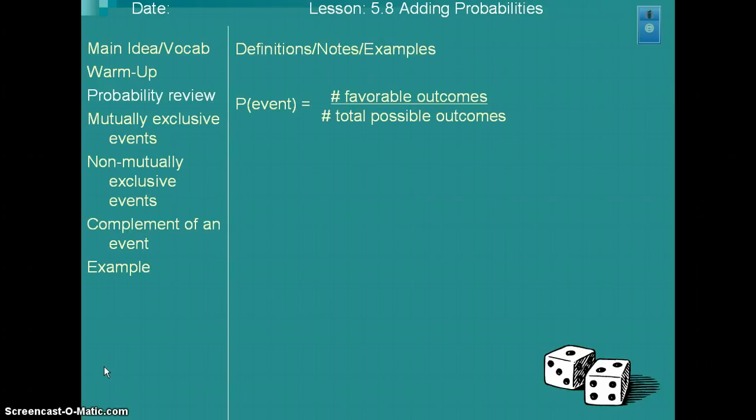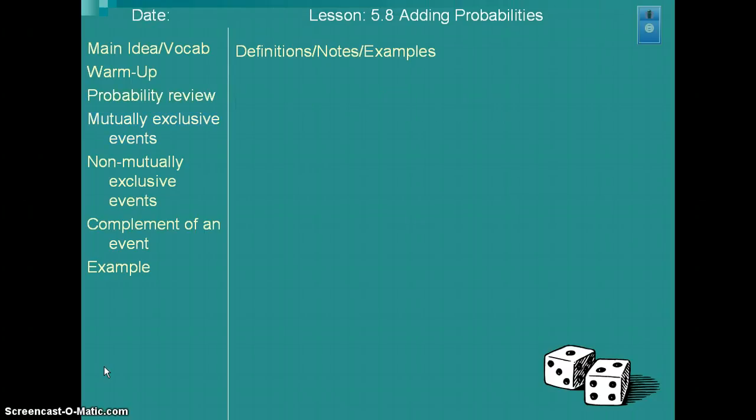A little bit of probability review here. The probability of an event happening is the number of favorable outcomes out of the number of total possible outcomes. Just a quick review for you. Two things that we do need to discuss.